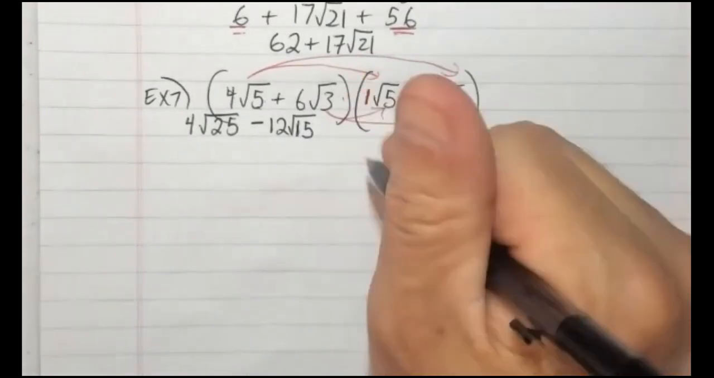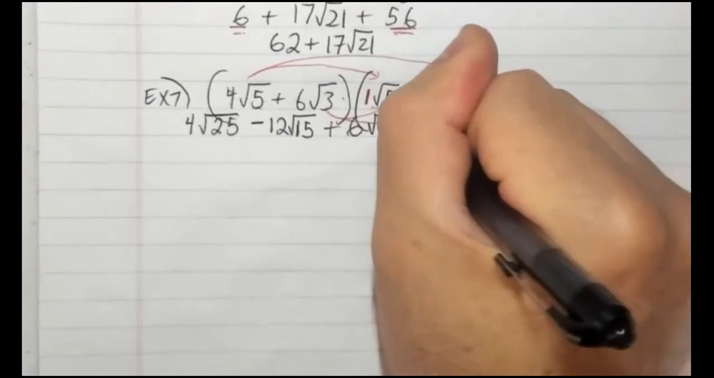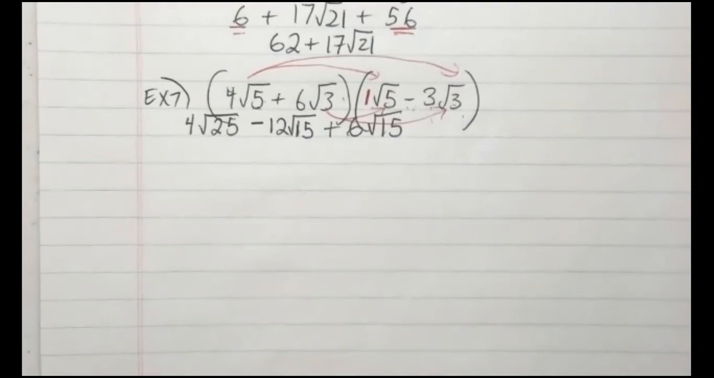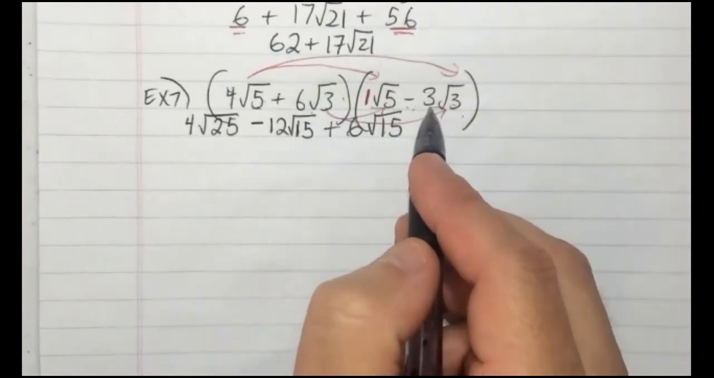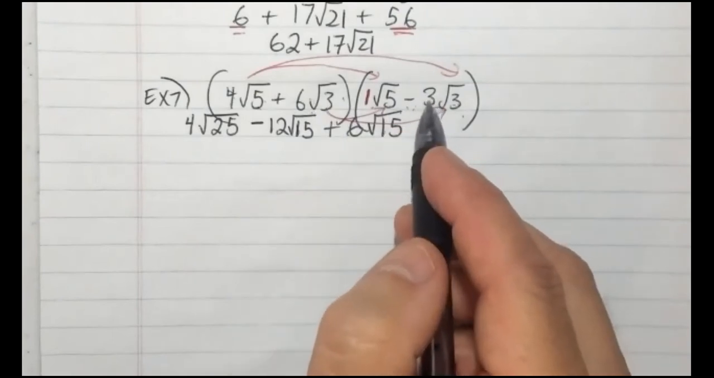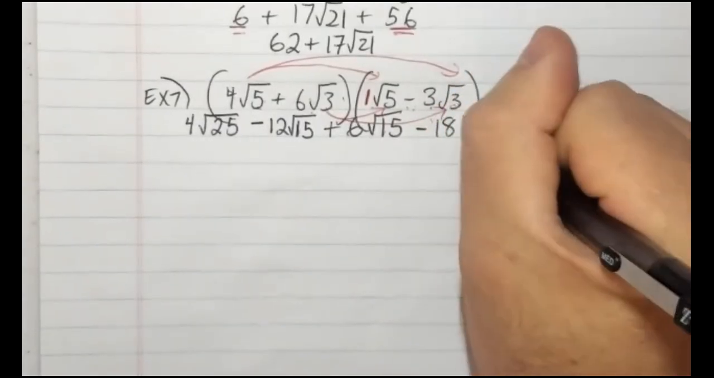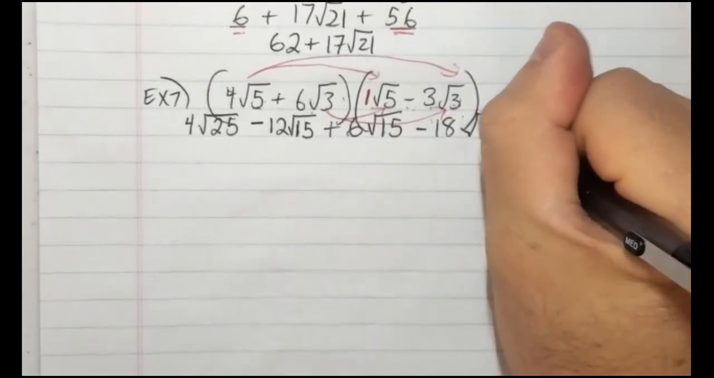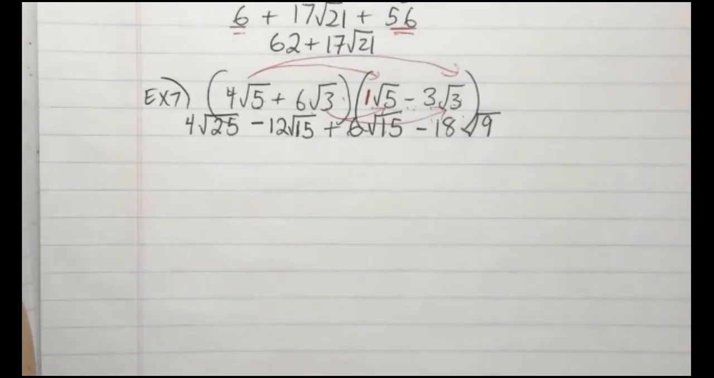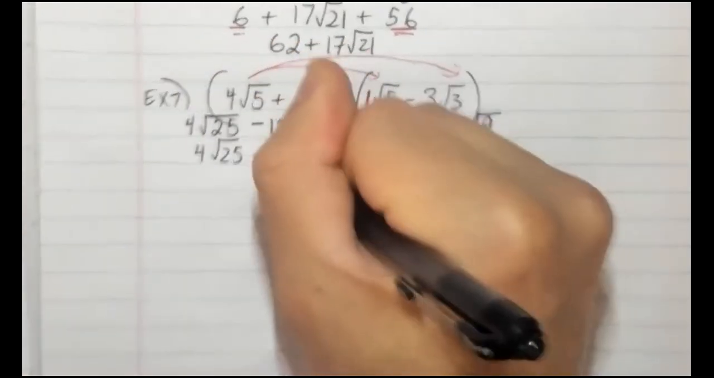6 times 1 gives me 6. And again, 3 times 5 is square root of 15. And our last one, 6 square root of 3 times 3 square root of 3: 6 times negative 3 gives me a negative 18. And we know that 3 times 3 is 9. So hopefully you can read. I'm going to rewrite it just because my lines are kind of mixing in.